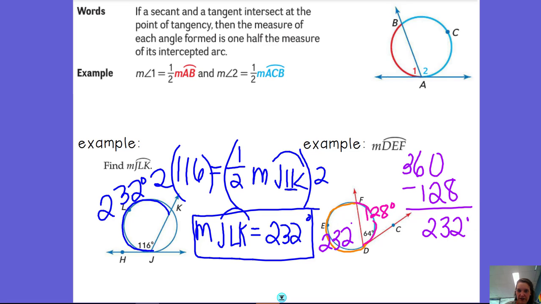To get that arc to be 232 degrees. So the measure of arc DEF is 232 degrees and the measure of arc FD is 128. If I were to add those two together, it would add up to 360. All the way around the circle is 360 degrees.